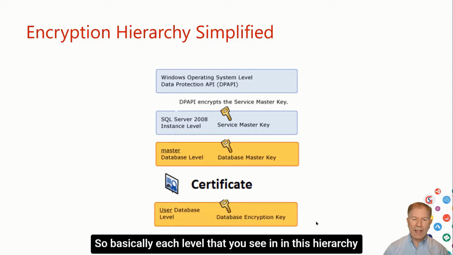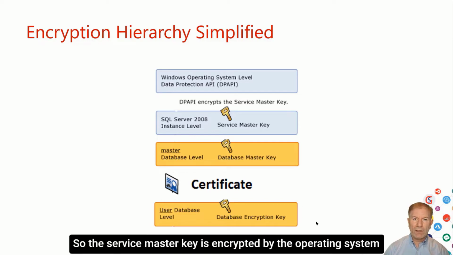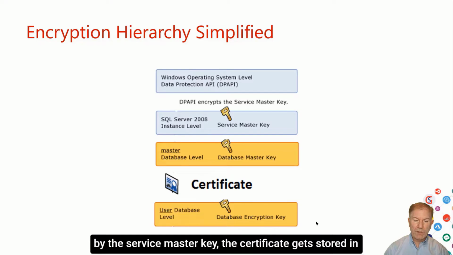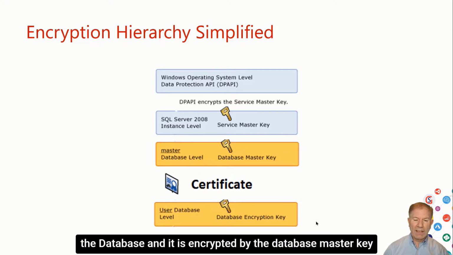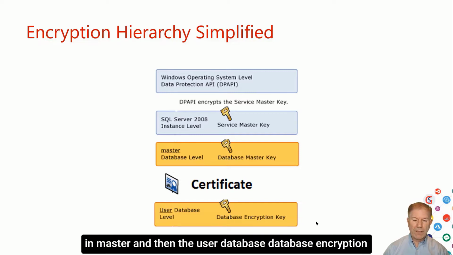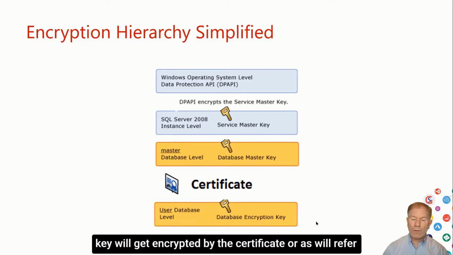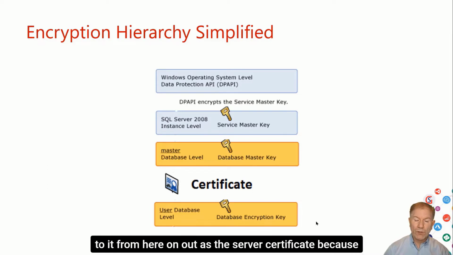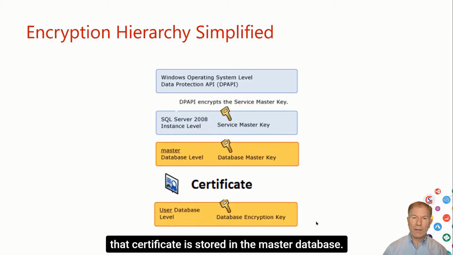So basically each level that you see in this hierarchy is encrypted by the one above it. The service master key is encrypted by the operating system. The database master key, or the server key in master, is encrypted by the service master key. The certificate gets stored in the master database, and it is encrypted by the database master key in master. And then the user database encryption key will get encrypted by the certificate, or as we'll refer to it from here on out, the server certificate, because that certificate is stored in the master database.